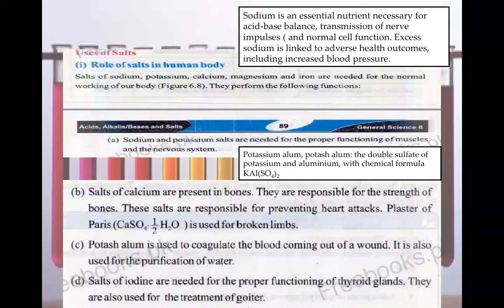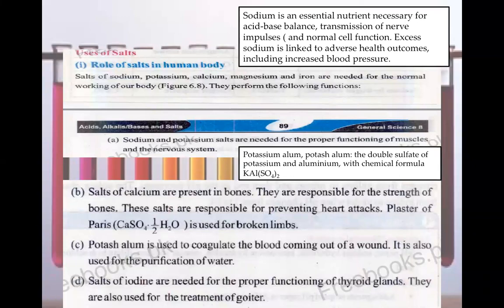All right. Then we have option C, and then we have basically the point C. Potash alum is used to coagulate the blood coming out of a wound. Okay. It is also used for the purification of water. If you see this white dialog box right behind, right after this point A, potassium alum or potash alum has this formula. It is the double sulfate molecule attached with potassium and aluminium. This is the formula of potash alum. Potash alum is basically used to coagulate the blood.